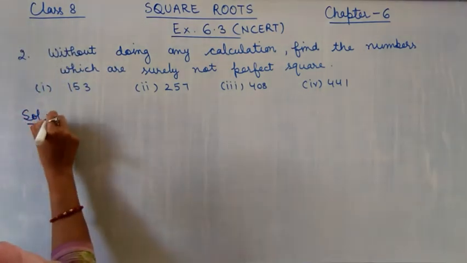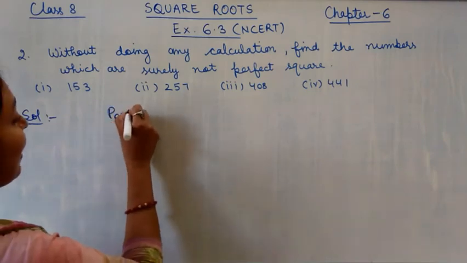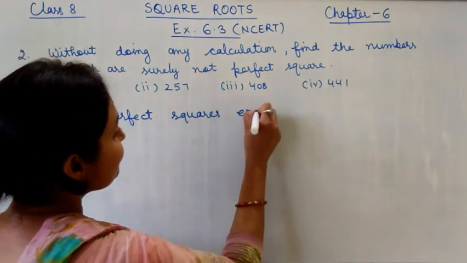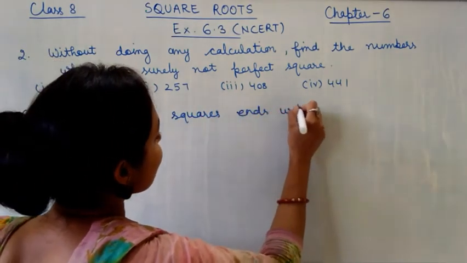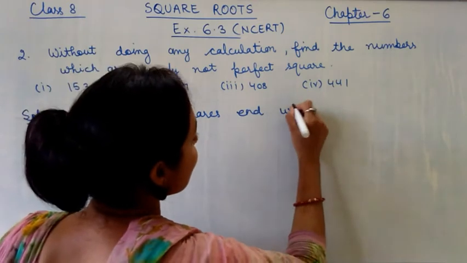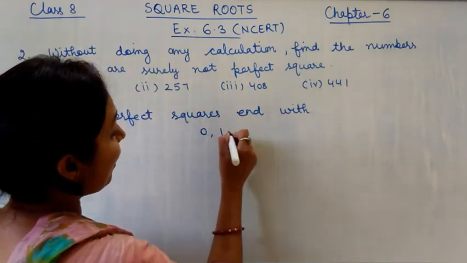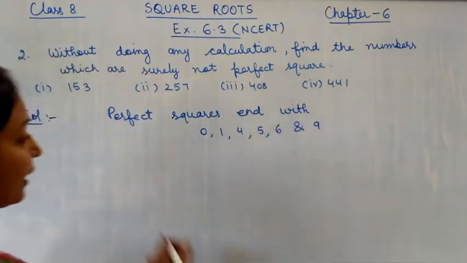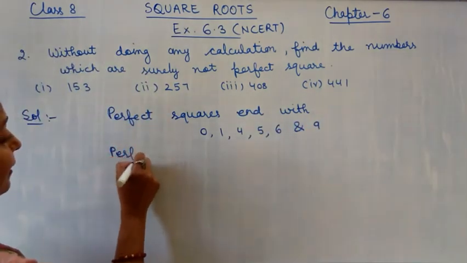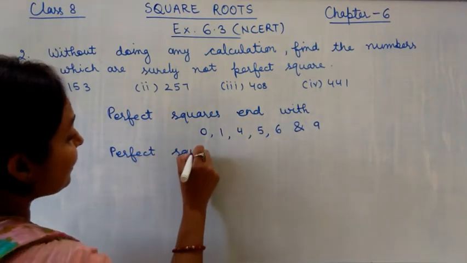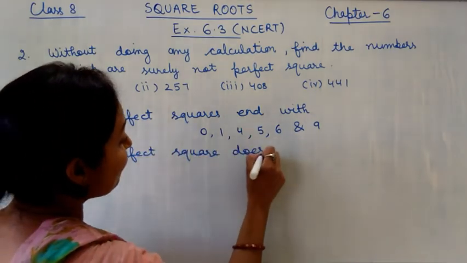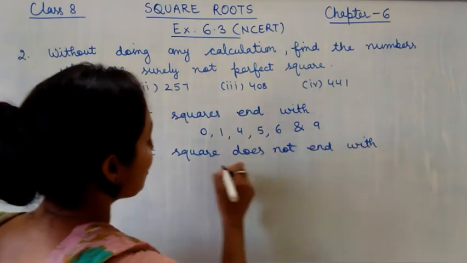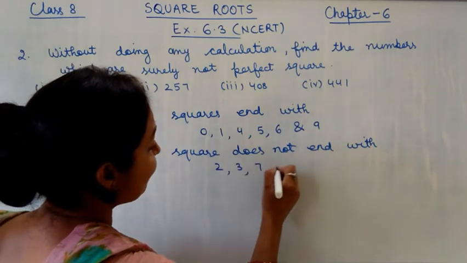Before starting, I will tell you: perfect squares end with 0, 1, 4, 5, 6 and 9. And a perfect square does not end with the numbers 2, 3, 7 and 8.